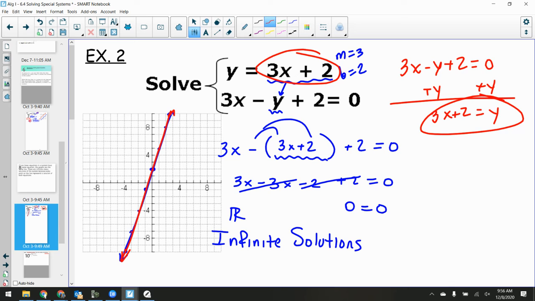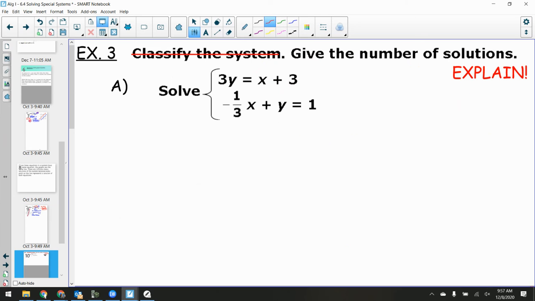Because think about it. The solution is where the two lines will cross. So if there's infinite solution, it's going to cross at all places. Okay? It's going to share all those common points. All right, questions about that? Okay, let's take a look at the back.